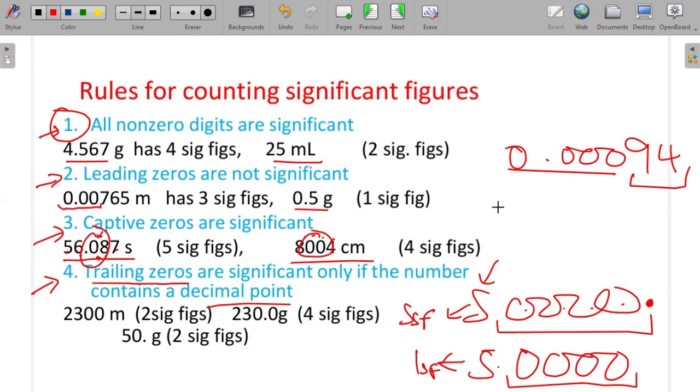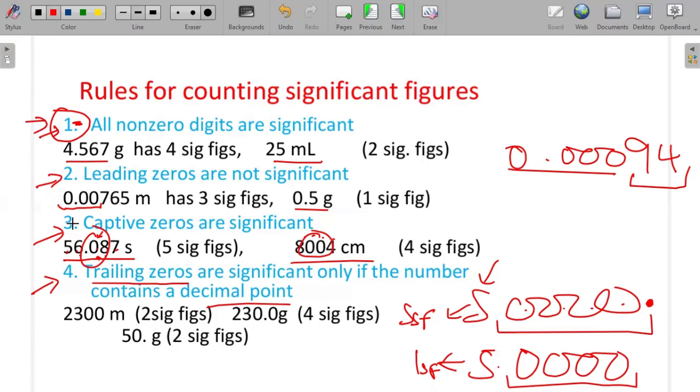Someone is saying, kindly say again on one. Number one is the simplest. We said if a number is not a zero, meaning it's non-zero, it's a counting number between 1 up to 9, then we say that that number is always what? Significant. That's what we said on the first one.